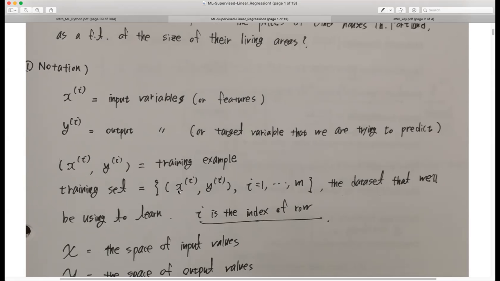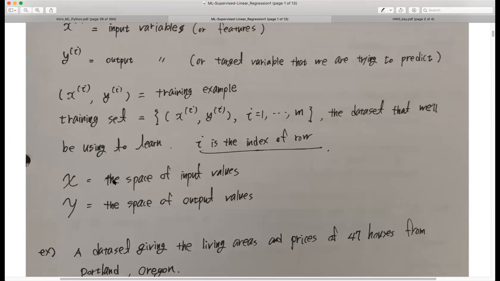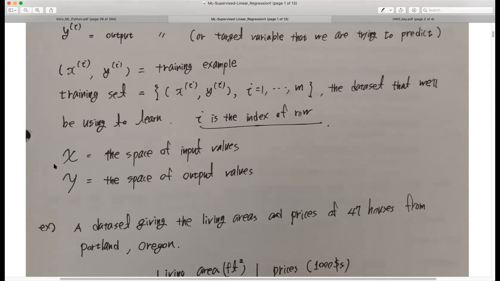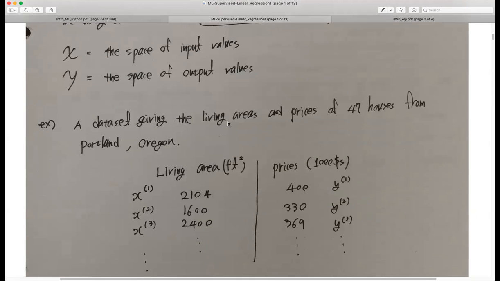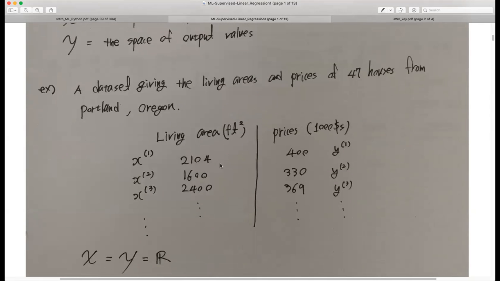So x upper i, y upper i is the training set; x upper one, y upper one is just the first row in the training set. Script X is the space of input values, and script Y is the space of output values. Now, a data set giving the living areas and prices of 47 houses from Portland, Oregon. So x sub 1, x sub 2.